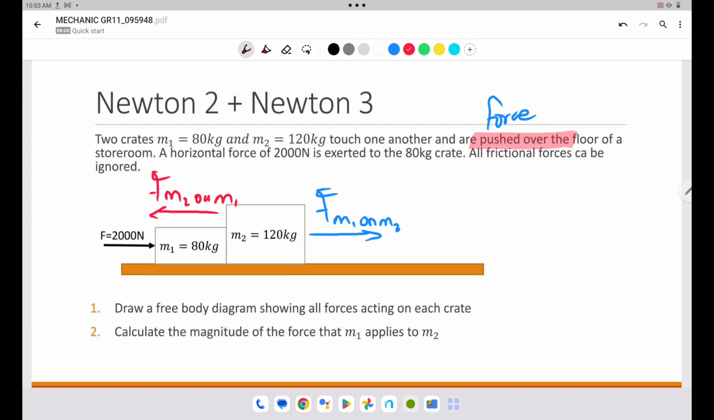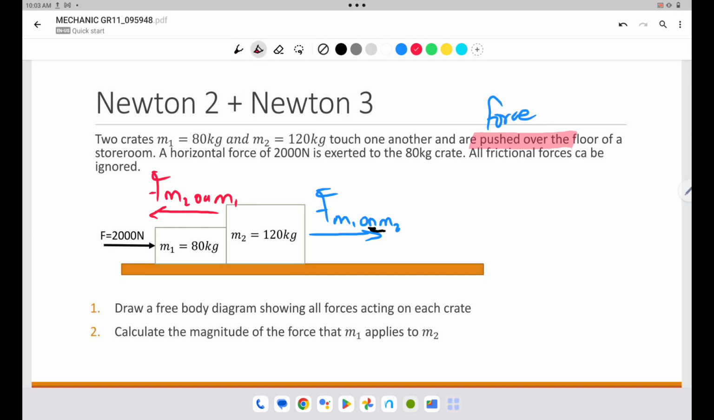Let us look at these forces. This force acts on M2, which means when we draw a free body diagram, we show it on M2. And this one is acting on M1, so it's going to appear on the free body diagram of M1. Because when we draw a free body diagram, we show forces acting on that particular object.